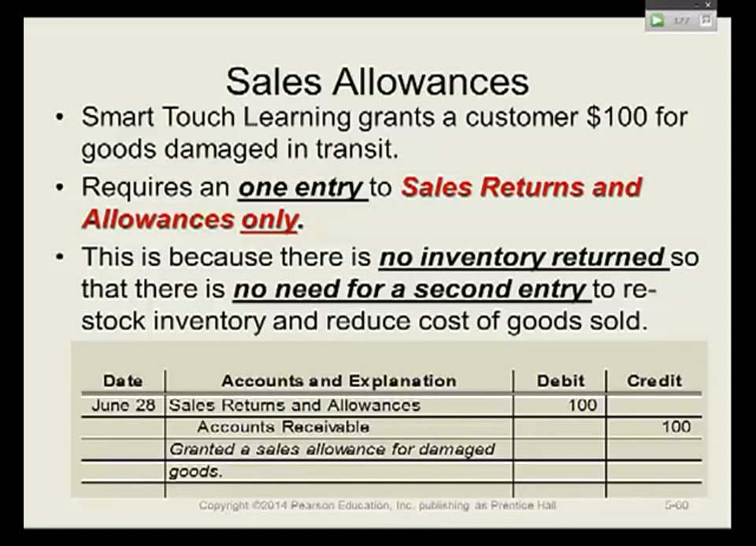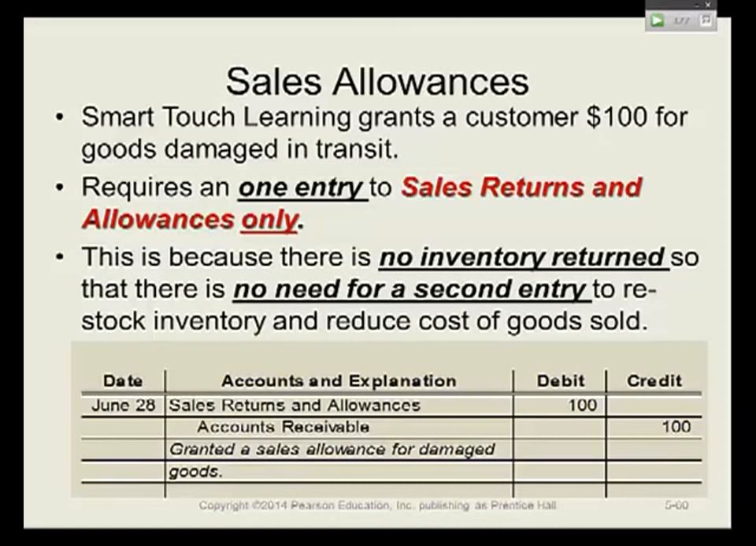So what will happen is if you call up Smart Touch and you tell them that the item came damaged or scratched slightly, there is an allowance of 100. You don't return the goods. You notice that we're crediting, that's where the term comes from, they're crediting your account. So we're going to debit the sales, returns, and allowances on June 28th, and we're going to credit the accounts receivable.